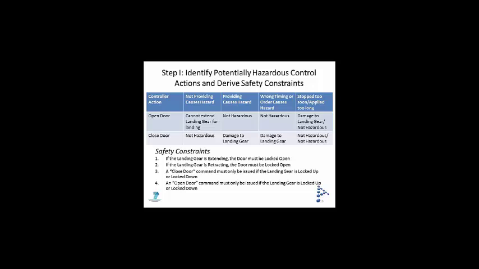If the landing gear is extending, the doors must be locked open. So already we have properties that we want to prove. If the landing gear is retracting, the door must be locked open. And a close door command must only be issued if the landing gear is locked up or locked down. An open door command must also only be issued when it's locked up or locked down. So this analysis, we use this in safety critical, but even if it's not safety critical, we always use the same type of analysis.